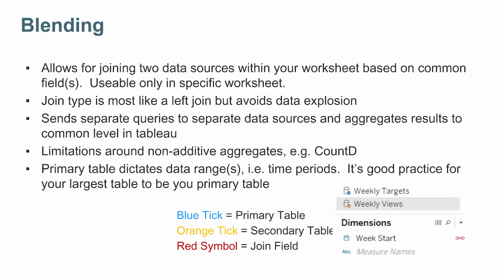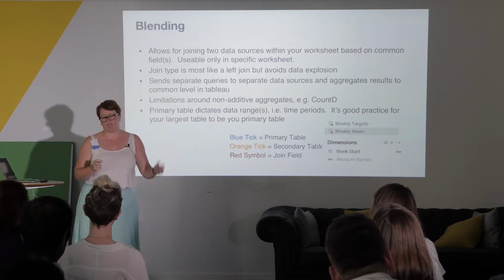When we look at blending, again, it allows for those two existing data sources to be blended together, again, joining on a common field. You can only use it in the worksheet that you're working in, but you can obviously recreate that blend in subsequent worksheets. The join type it's most like is a left join, although it does avoid data explosion, which I found out last week. It's really actually quite cool.